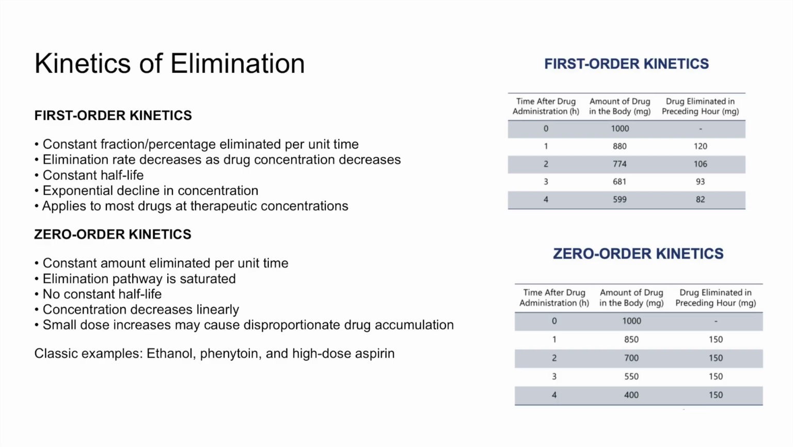Because the elimination machinery is already operating near capacity, a small dose increase can produce a disproportionate rise in drug concentration. Classic examples include ethanol, phenytoin at higher concentrations, and high-dose salicylates. Some drugs can transform from first order toward capacity-limited kinetics as concentrations start to increase.